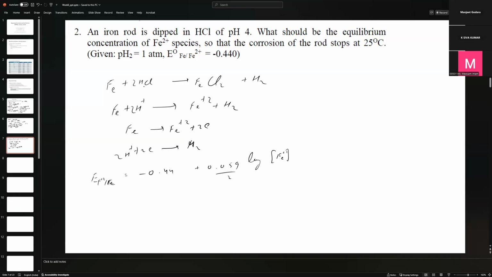This is what I have to calculate, the Fe concentration. In the second half of the reaction, the reduction potential for hydrogen is 0 plus 0.059 divided by 2 log of the H plus concentration divided by pH2. This we are given as 0.99 divided by 2 log of, H plus ion concentration is 10 to the power minus 4. Log of 10 to the power minus 4 divided by 1. So we get minus 0.18.